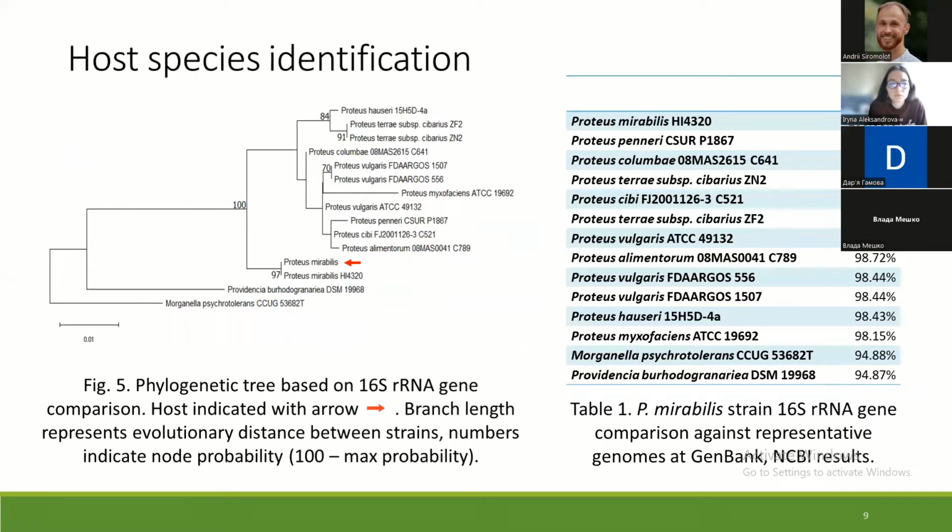16S rRNA gene fragment sequencing also proved the host bacterium to be Proteus mirabilis, as its obtained 708 nucleotide sequence featured 100% identity. Let me remove the bar so you can see the 100% identity with that of the representative genome of Proteus mirabilis HI4320 at GenBank and NCBI.